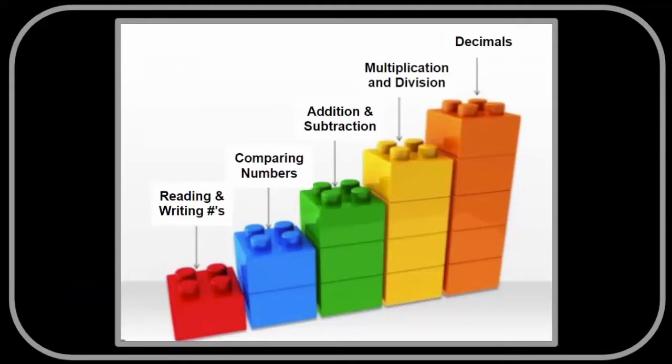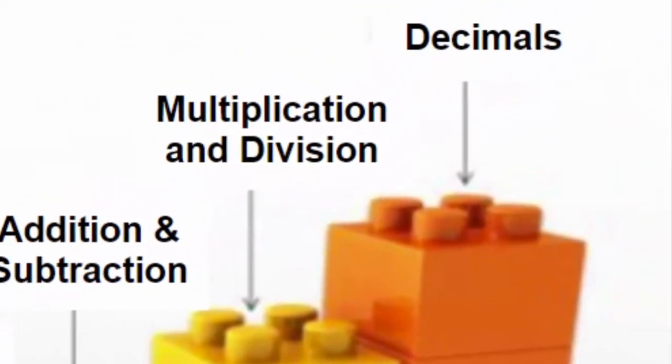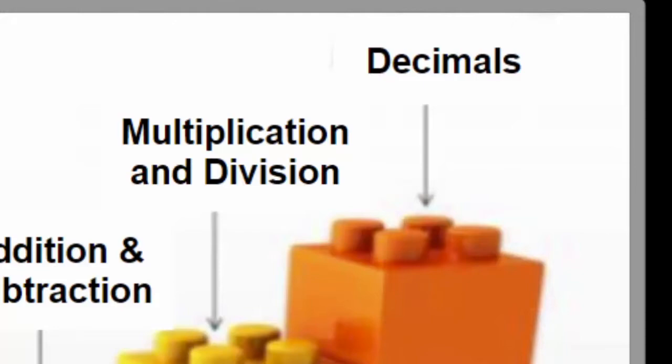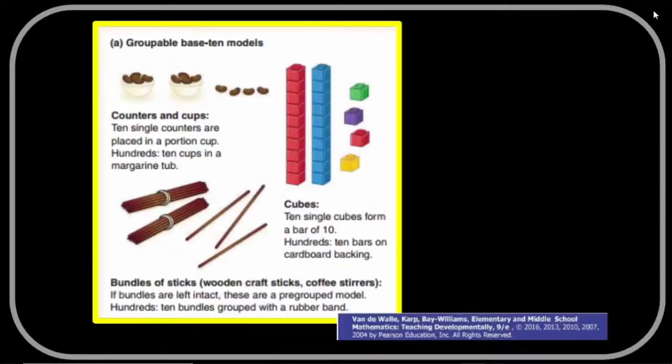Place value understanding is the critical building block for reading and writing numbers, comparing numbers, addition and subtraction of larger numbers, multiplication and division, as well as understanding decimals, which are skills that are addressed throughout elementary.